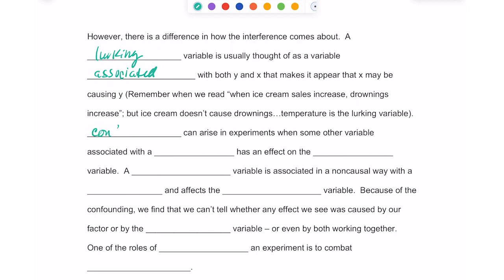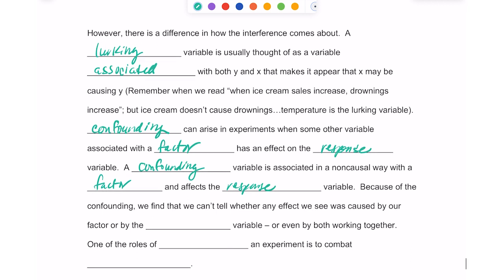On the other hand, confounding can arise in experiments when some other variable associated with a factor has an effect on the response variable. Okay, remember the response variable is what we're trying to measure. A confounding variable is associated in a non-causal way with a factor and affects the response variable.